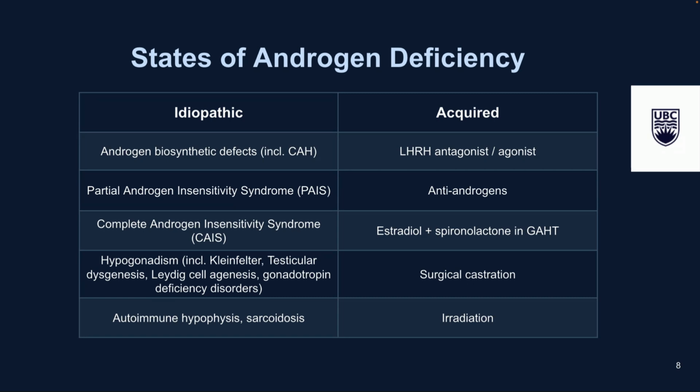Irradiation to the gonads or pituitary can also result in decreased androgen production due to either primary or secondary hypogonadism, respectively.